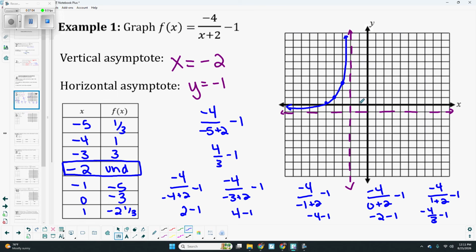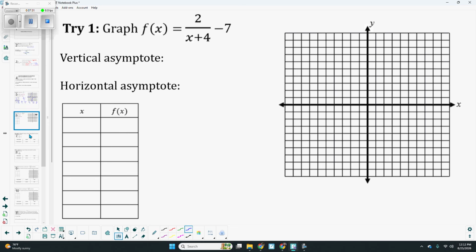Now let's do these. At negative 1, we have negative 5. At 0, we have negative 3. And at 1, we have negative 2 1/3. So that's really close to the negative 2, but still a little bit off from it. So again, I'm going to go really close to my asymptote. Connect, connect, connect. And then get really close to my asymptote. So there's one here for you to try. You can pause. The answer is posted in the blank notes on Google Classroom.